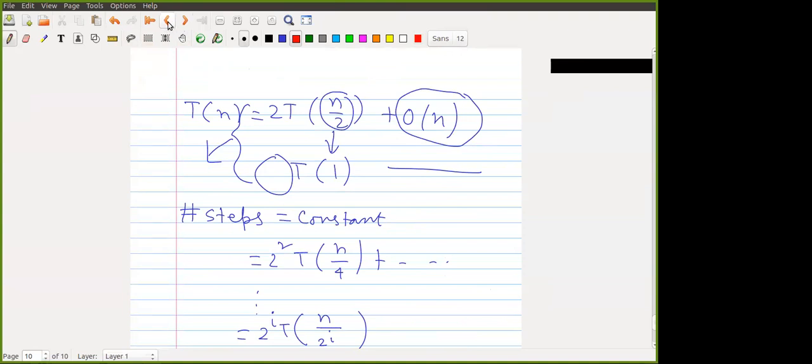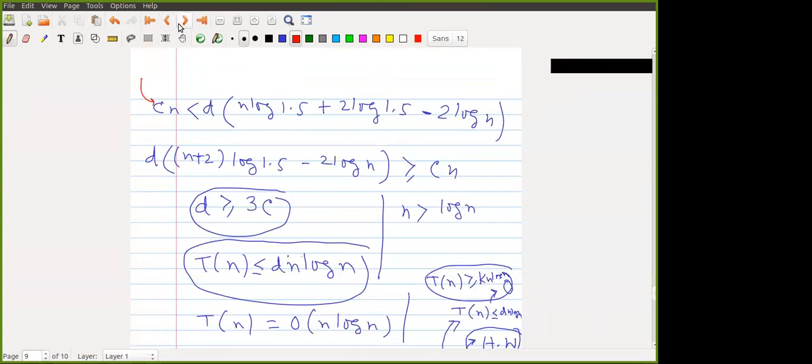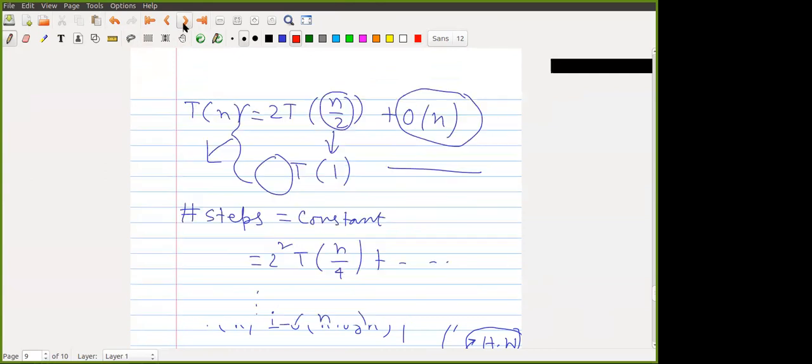So we have seen this binary search recursion, and we proved that it is order log n. And we have seen this merge sort recurrence, and we have proved that it is big O of n log n, right? Now we'll see an example. Example 3.